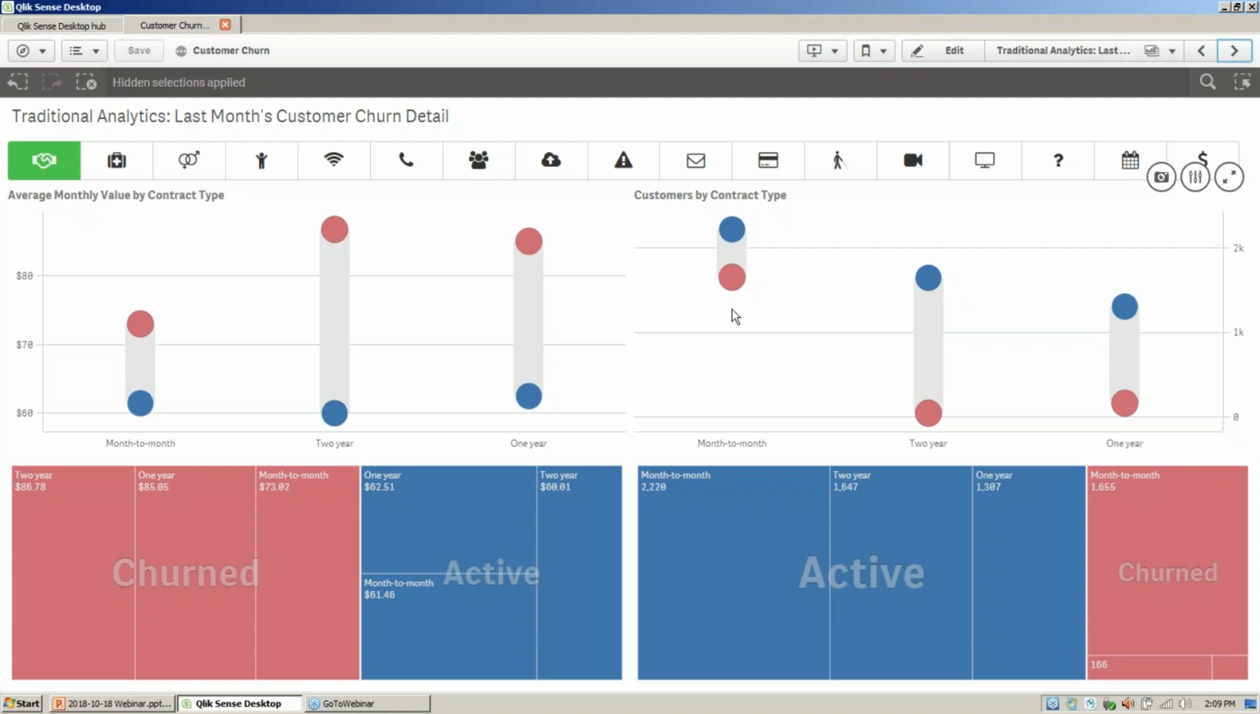But above and beyond that, we see that not all month to month customers are churning and leaving us. In fact, month to month customers represent the highest percentage contract type that we have that is staying with us. So that means there's something else going on. It's not just month to month contracts by themselves that are a problem. It's that contract type in concert with other things. So let's keep clicking around and see if we can find something else.